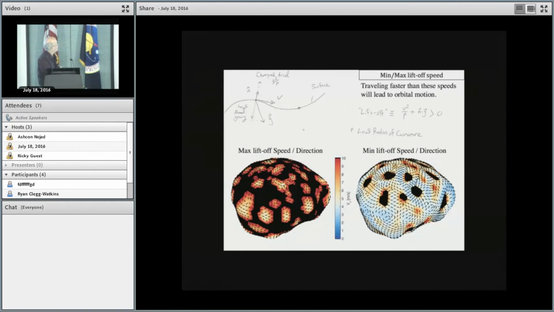So here we've mapped over the minimum liftoff speed directions, and these hang around about 3 to 5 meters per second, which is actually pretty nice, because walking speed is about 1 meter per second. So I think an astronaut would be pretty safe walking around Phobos. And then the maximum liftoff speed, and in some regions, you can go as fast as you want, and you don't have to worry about lifting off.